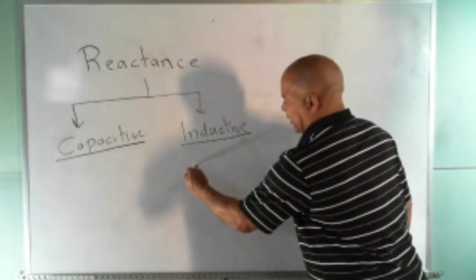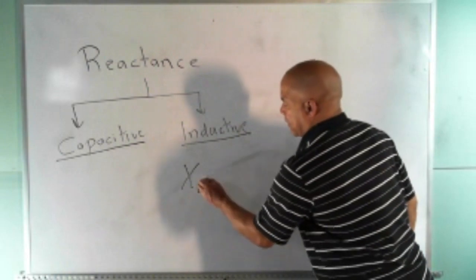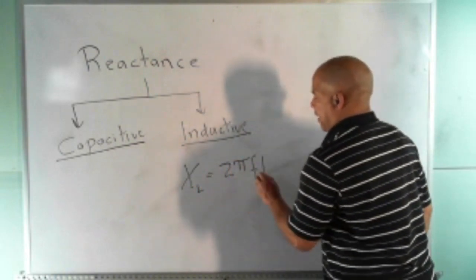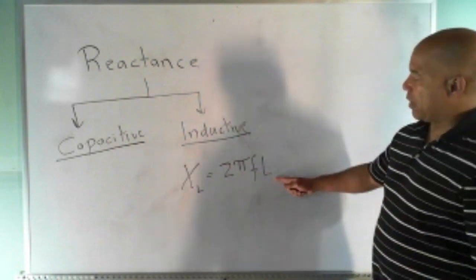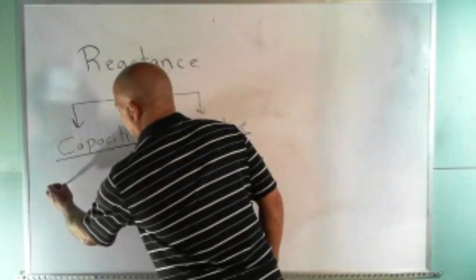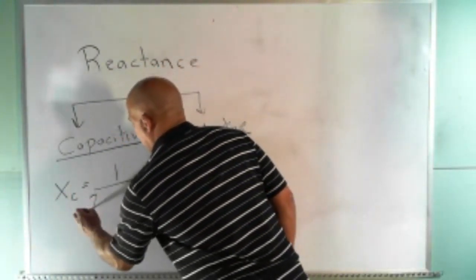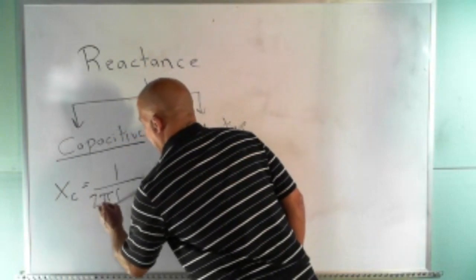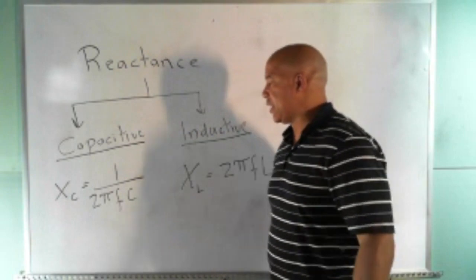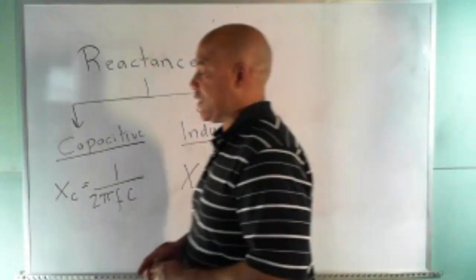Let's do this one first. So XL, inductive reactance, XL is equal to 2 pi FL. L is the inductance and F is the frequency. Over here, XC, 1 over 2 pi FC. Again, F is the frequency, C is the capacitance. And so we'll do some calculations with that today.